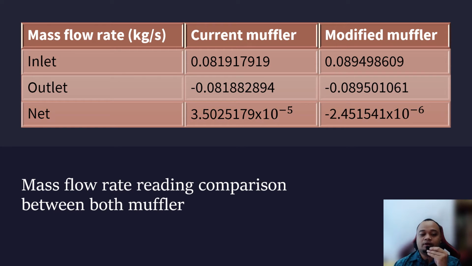the modified design is superior because the outlet flow is higher than the inlet flow. It is like a vacuum on the outlet of the modified design, compared to the current design, where the inlet flow is still higher than the outlet one.